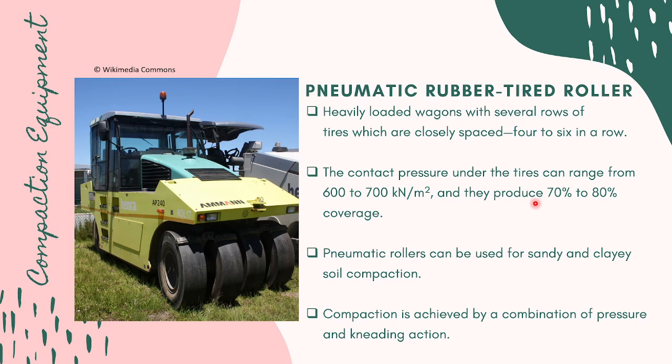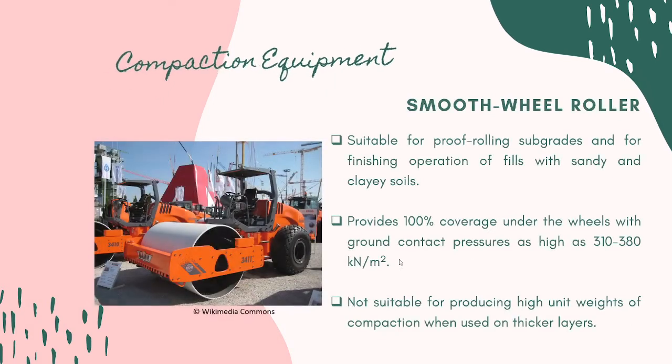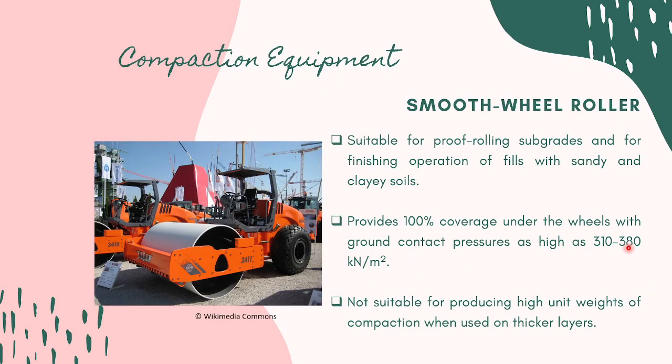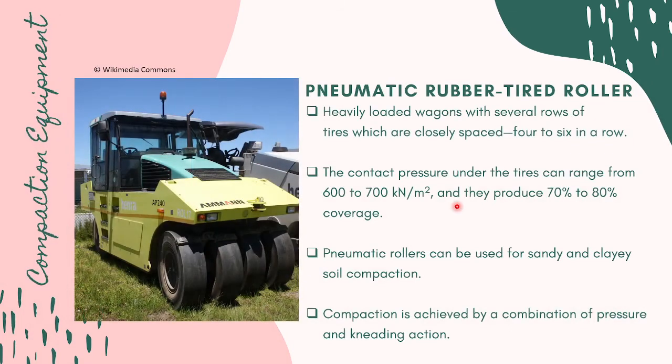The contact pressure under the tires can range up to 600 to 700 kilonewton per square meter. This is larger than the 310 to 380 kilonewton per square meter provided by the smooth wheel roller. But because of the spaces between the tires, they can only produce 70 to 80% coverage. They can also be used for sandy and clayey soil compaction, and the compaction is achieved by a combination of pressure and kneading action.